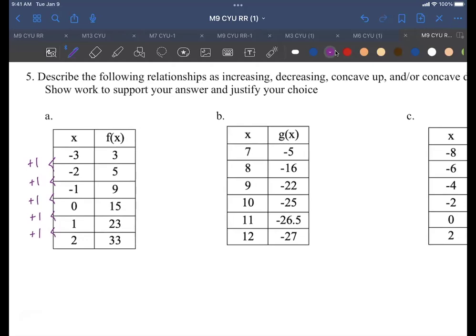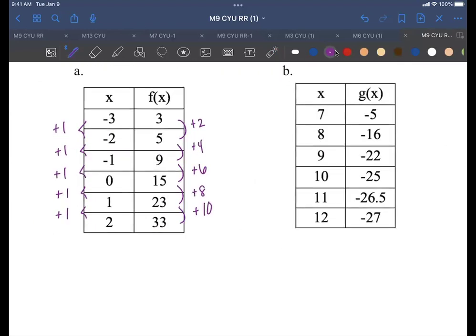You'll notice these numbers, if you just glance at them, they're definitely going up. To get from 3 to 5 to 9 to 15 to 23 to 33, they're definitely going up. But the question becomes, how are they going up? First it increases by 2, then by 4, then by 6, next by 8, and lastly by 10. So all of these values are increasing, but they also happen to be increasing by more and more and more. And that's what makes this one increasing, yes, but increasing concave up.